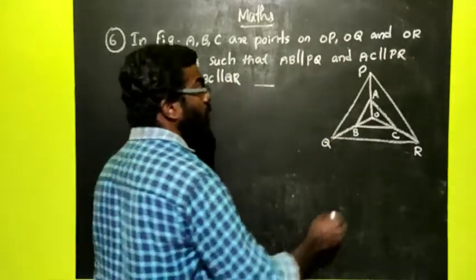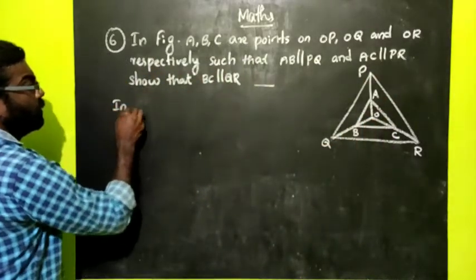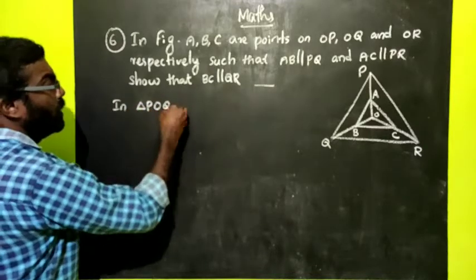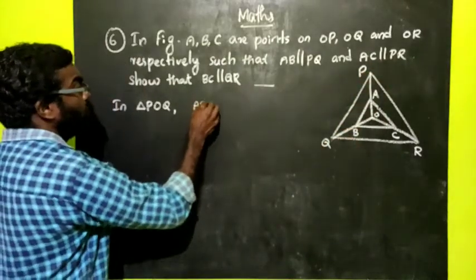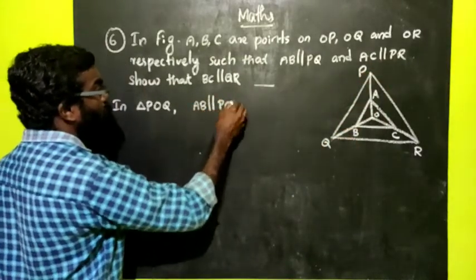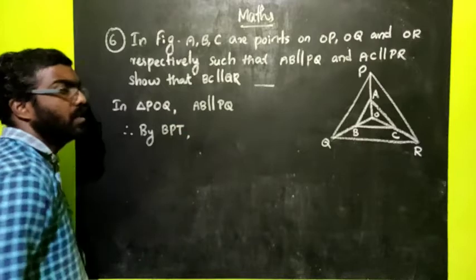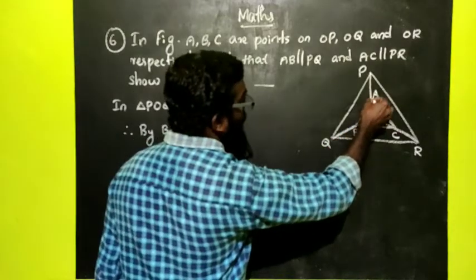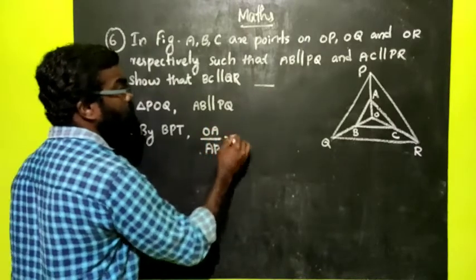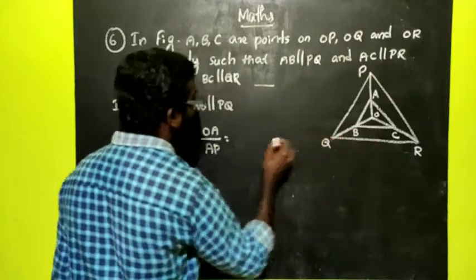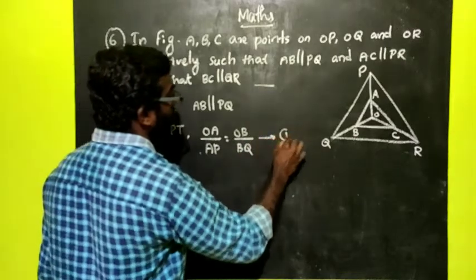So here in triangle POQ, it is given that AB is parallel to PQ. Therefore, by basic proportionality theorem, what can we write? OA by AP will be equal to OB by BQ. Take it as equation number 1.